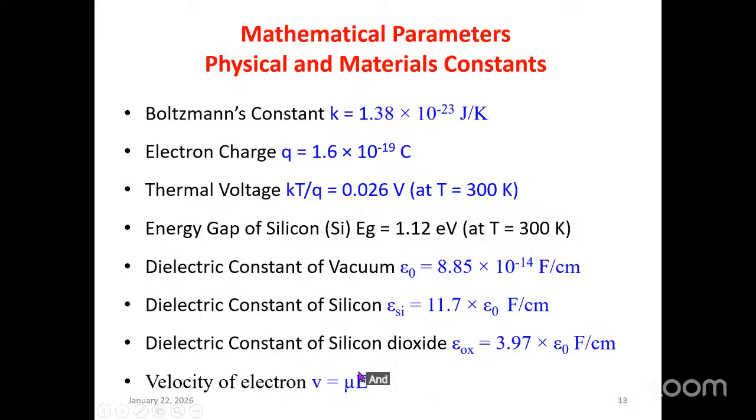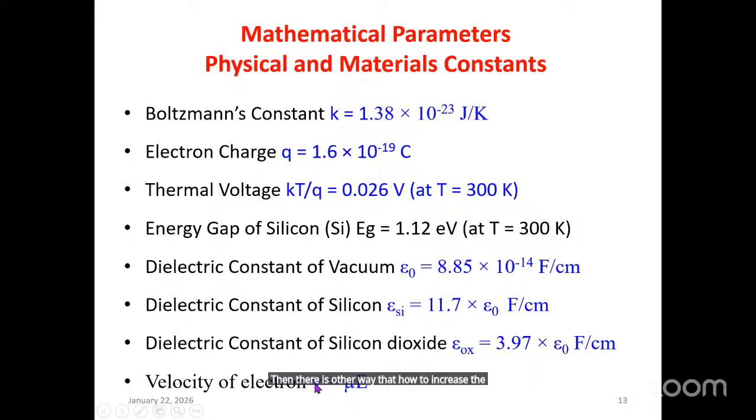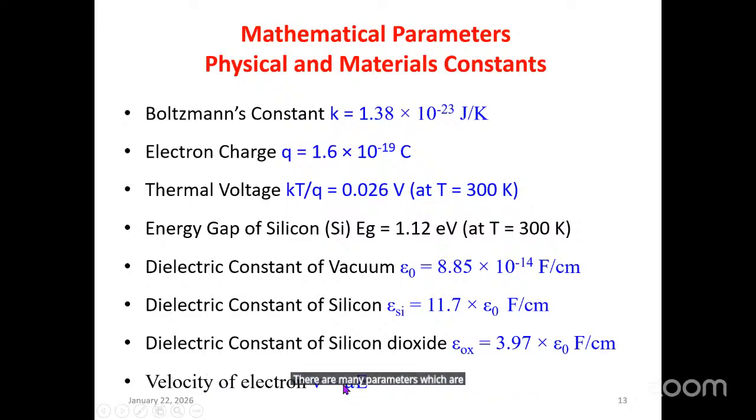And there is no use of increasing the electric field beyond that. Then there is another way to increase the velocity of electron, by changing the mobility. Mobility of electron also will vary. It will vary because of the packaging, because of technology, because of the material. There are many parameters which decide the mobility of the electron.